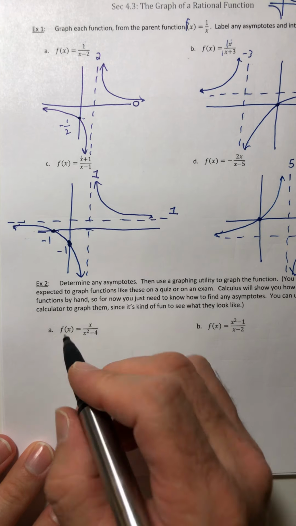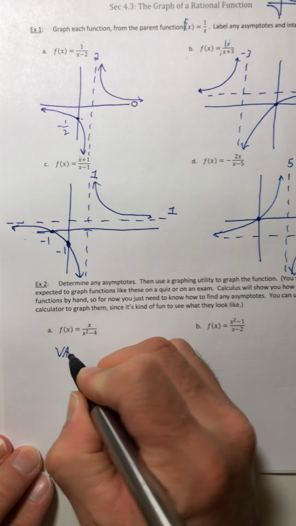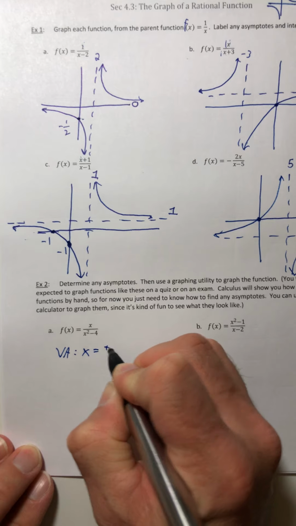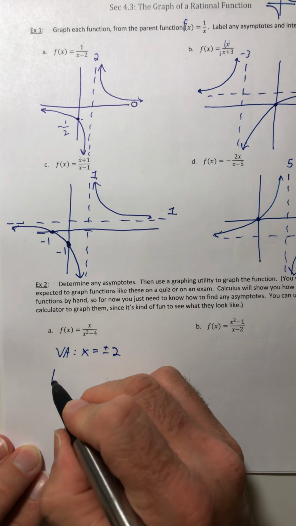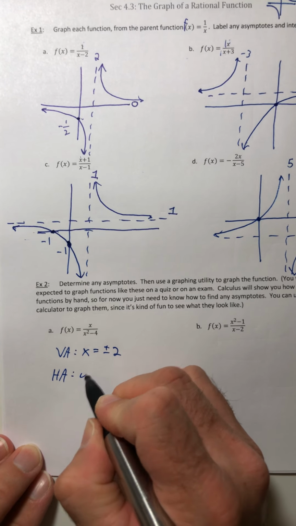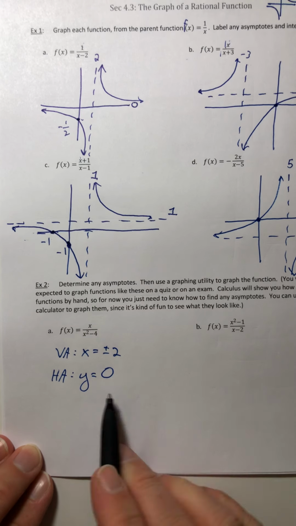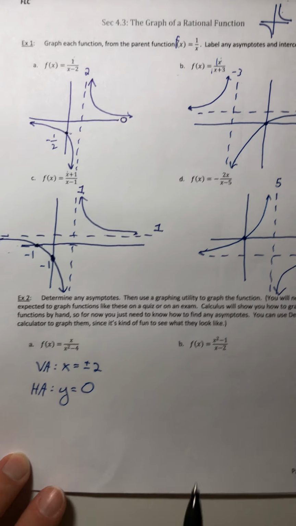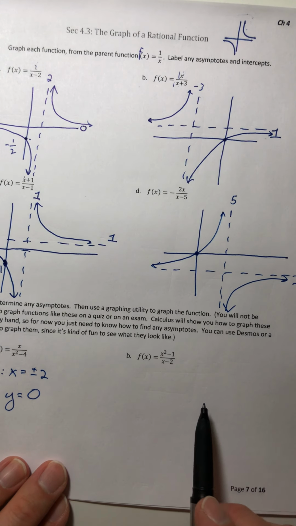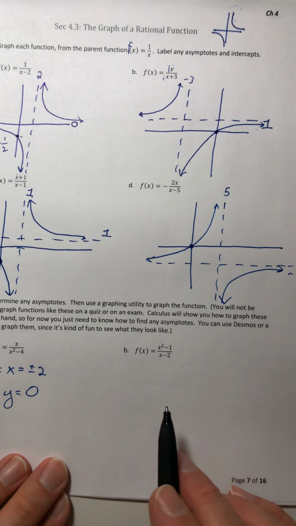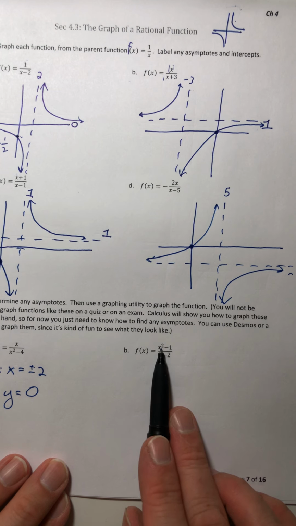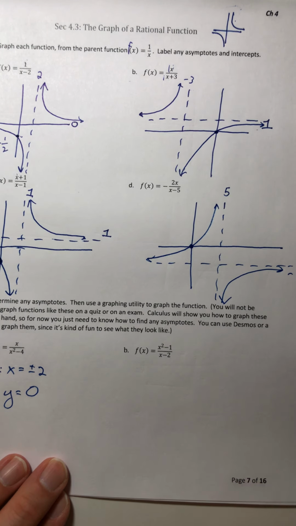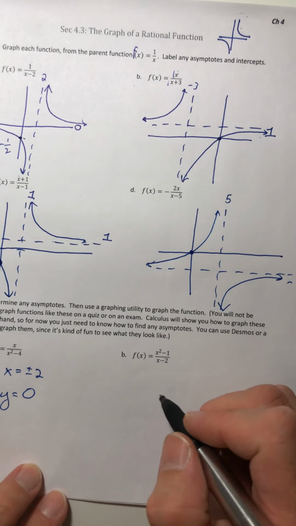All right, so we've got vertical asymptotes right at plus and minus 2, and a horizontal asymptote right at y equals 0, because the denominator has a bigger degree than the top. Okay, part B, I've got a vertical asymptote for sure, but the numerator is 1 degree higher than the denominator, so I've got that oblique asymptote again.